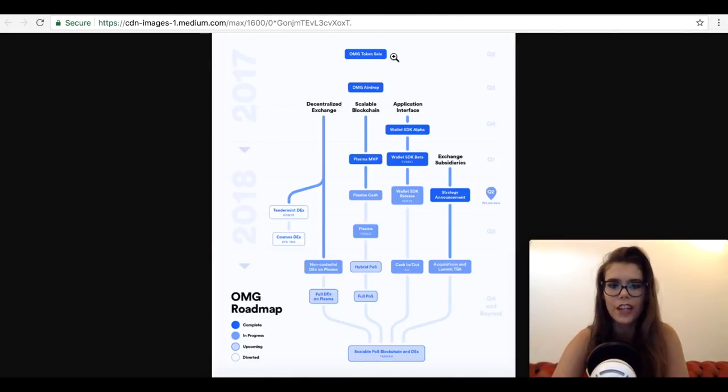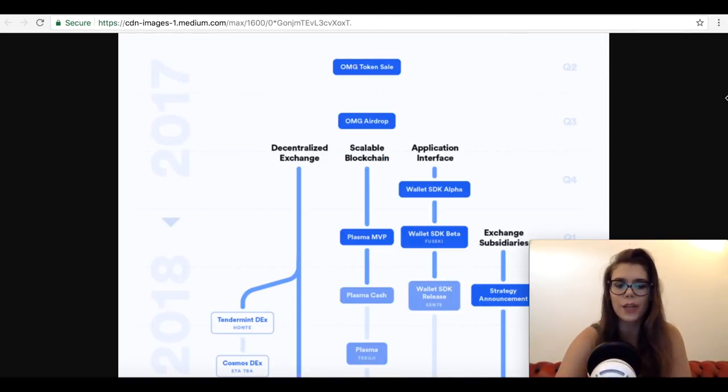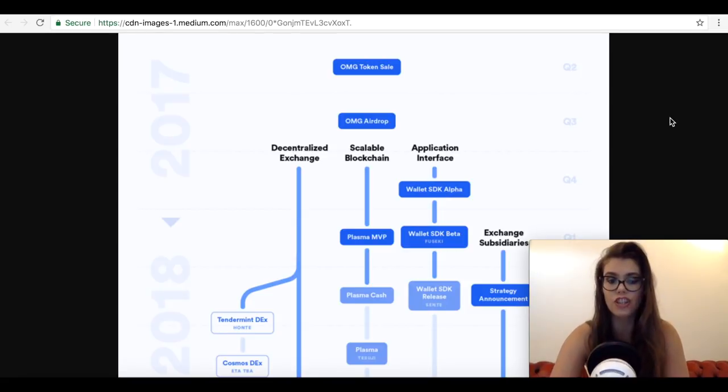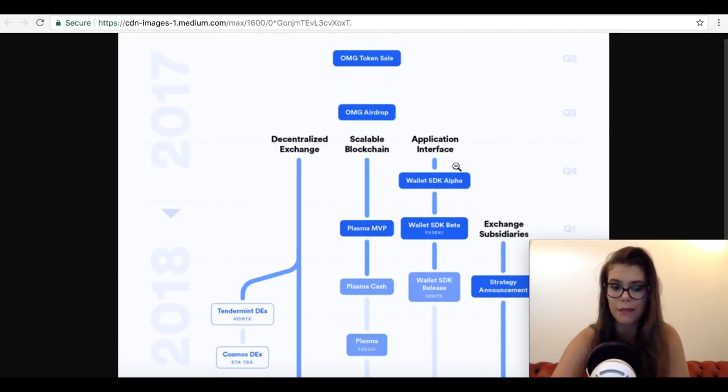So what are the completed events? OmiseGo was first tokenized in July 2017, and after raising a quite considerable amount of money, I think that was $25 million during its ICO stage. Ever since then, the OmiseGo development team managed to tick quite a few boxes of achievements and upgrades.